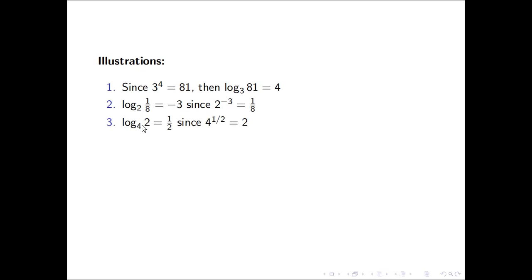Again, what's the logarithm of 2 to the base 4? Think of a number to which you should raise 4 to get 2. We know that's the square root, so that's 1/2 as an exponent. So the answer is 1/2, since 4 to the 1/2, which is the square root of 4, is 2.